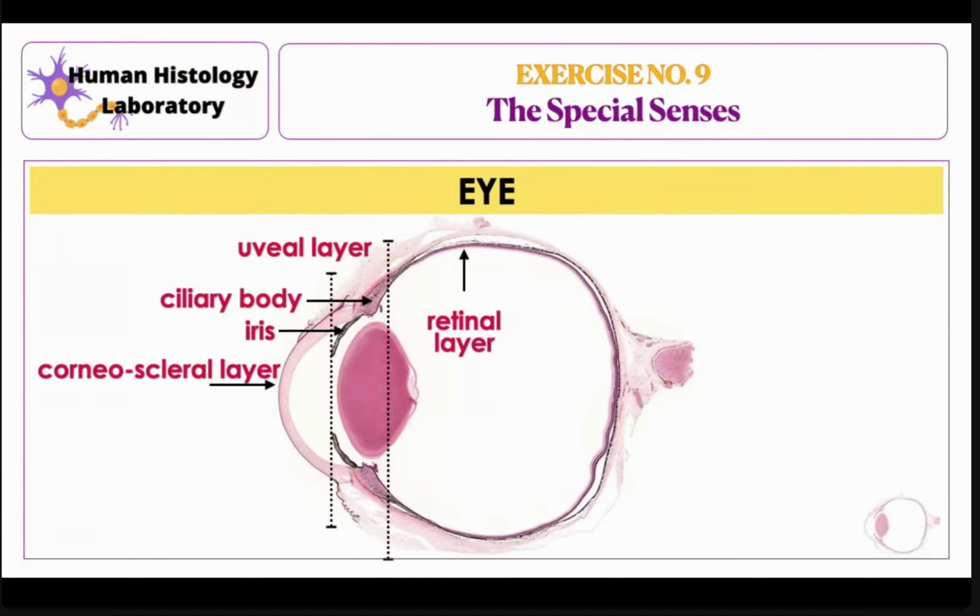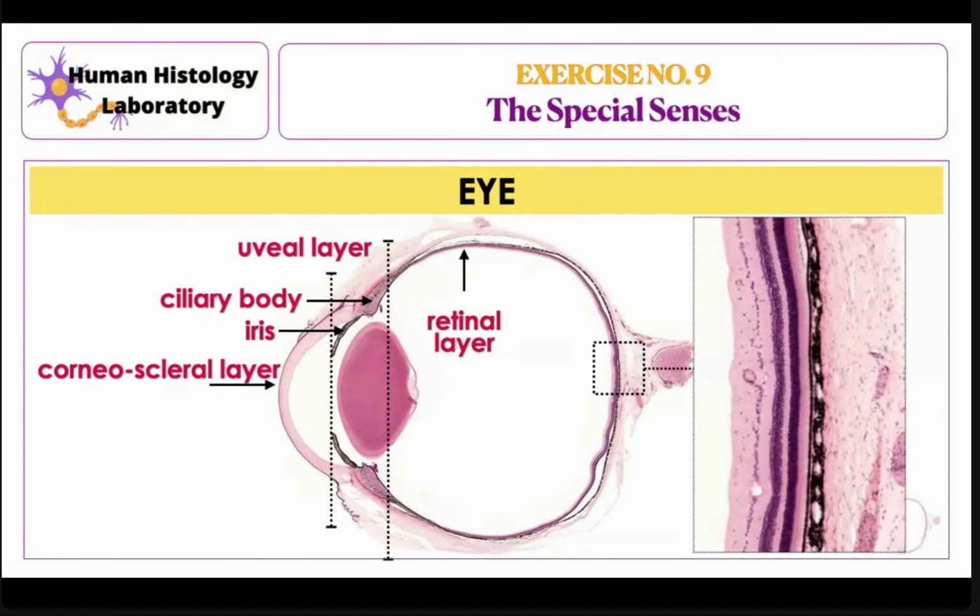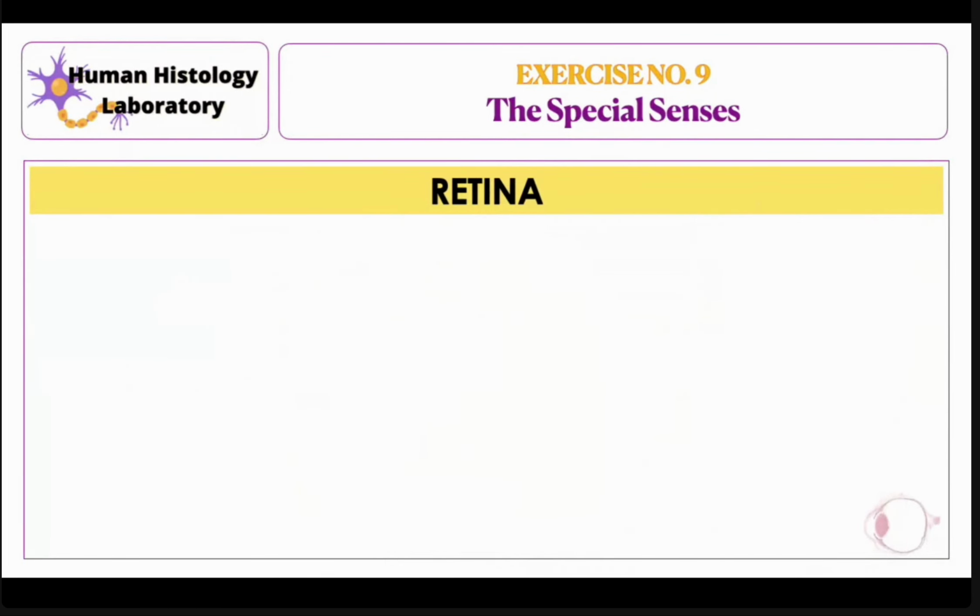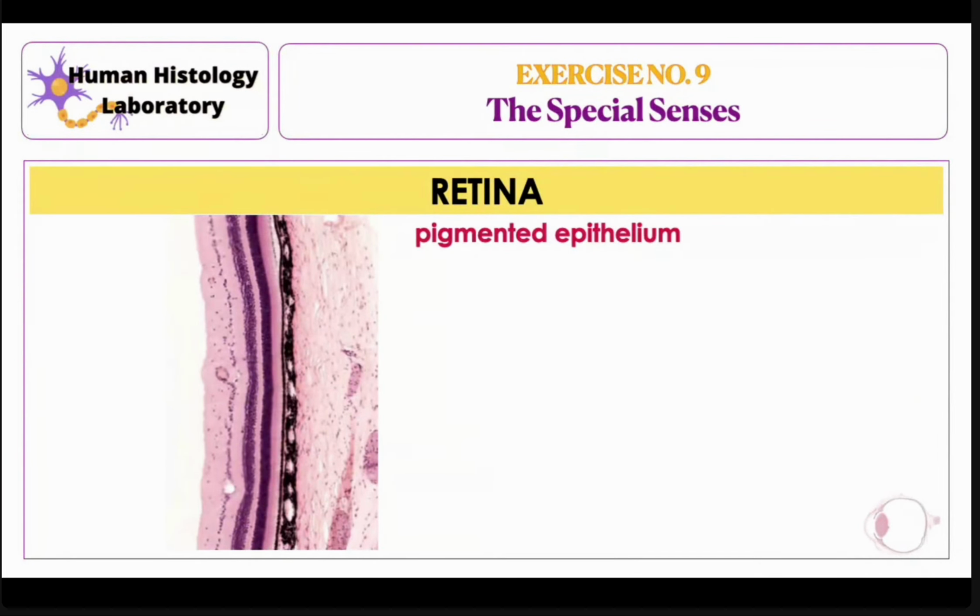Now let's go back to the retina. So the retina is the posterior surface of the eye responsible for photoreception. It is composed of 10 layers. So this will be from the outer layer to the inner layer. First, we have the pigmented epithelium. So it is made of simple epithelium forming the blood-retinal barrier.